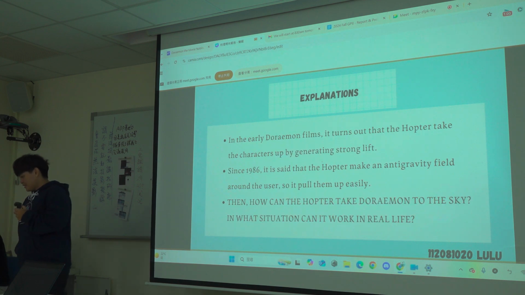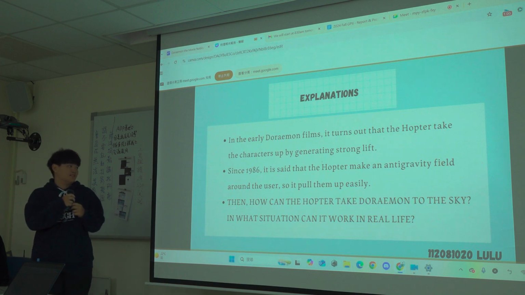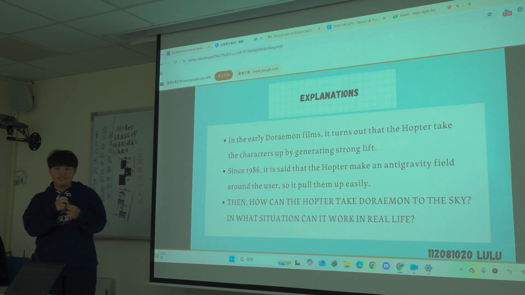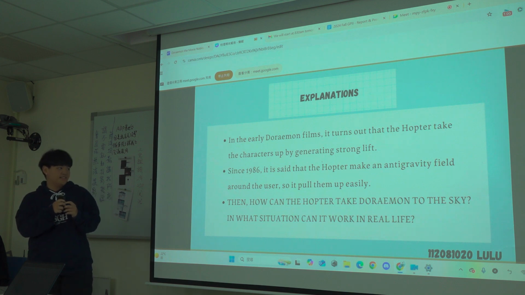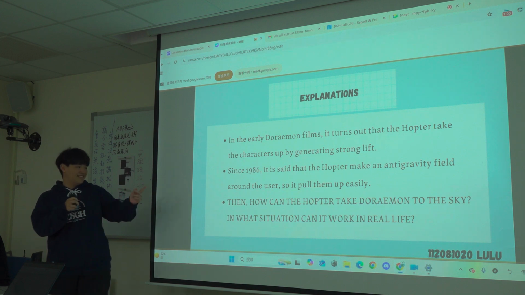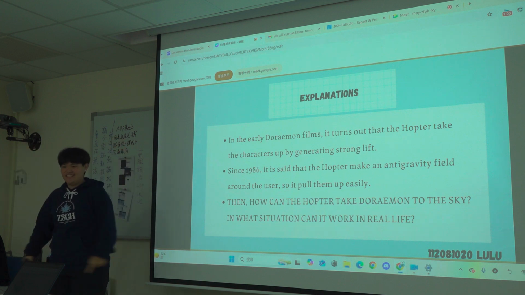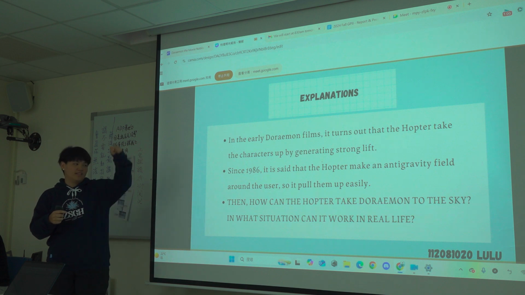Okay. And I found some explanations. In the early Doraemon films, it turns out that the Hopter takes the character up by generating strong lift. And since 1986, it is said that the Hopter makes an anti-gravity field around the user. Really? Yeah. I didn't know that. It makes a field around the user and so pulls them up.